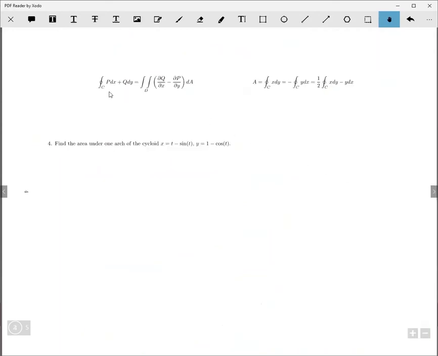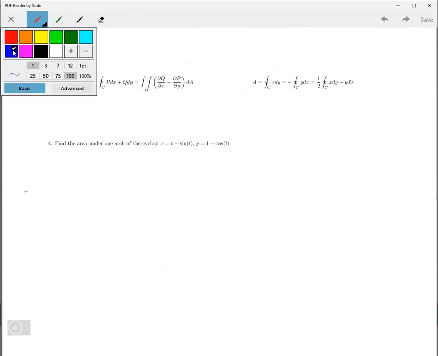Okay, so number 4. For this one, this is kind of interesting because this is just sort of an application. I'm only going to put this in the homework, not in the exam or anything.